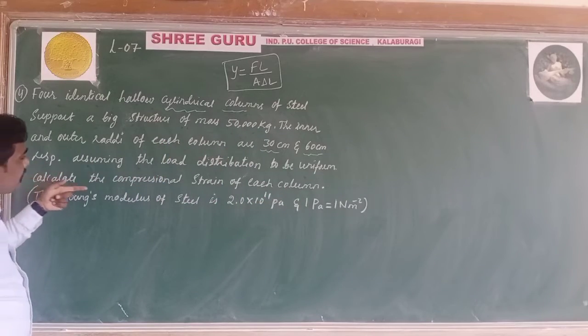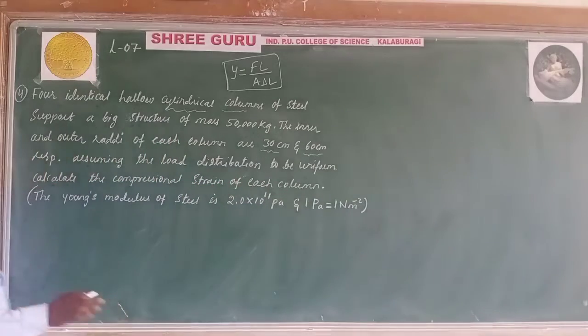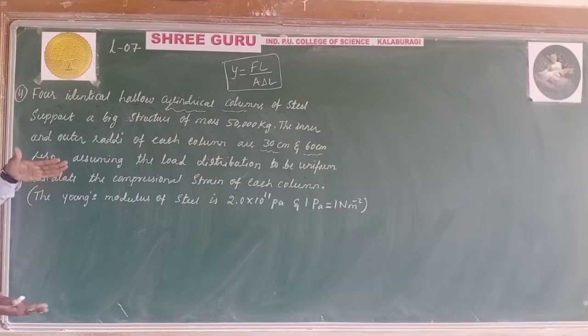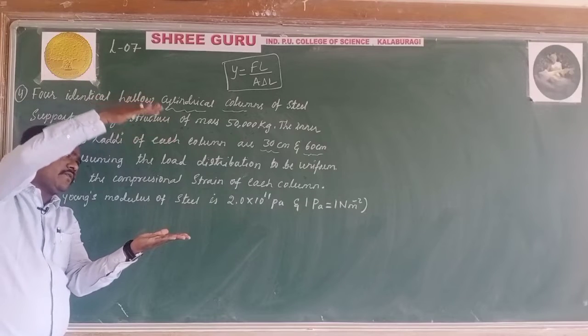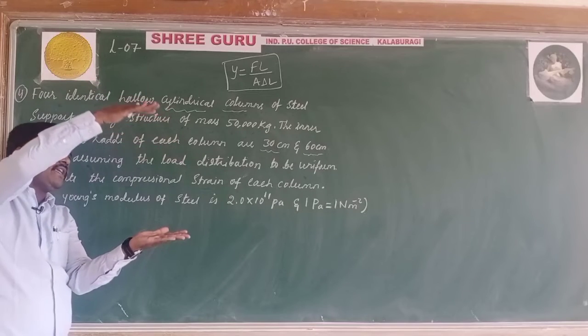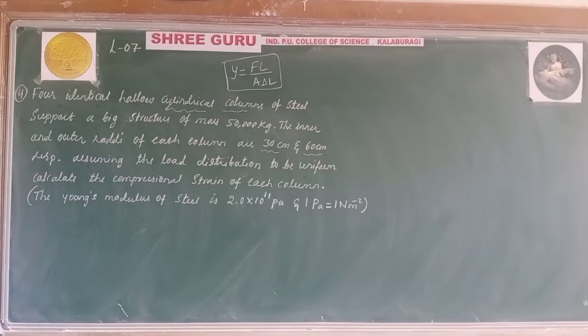Then we should calculate the compressional strain of each column. We should find how much the cylindrical columns are going to compress by adding that much mass on each column. Steel is more elastic. If the mass is acting on those cylindrical columns, that much mass is equally or uniformly distributed among each of the four identical columns. We should find the compressional strain.